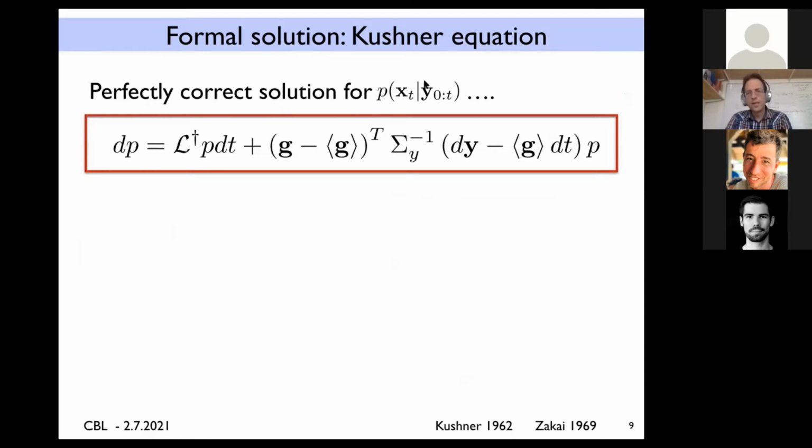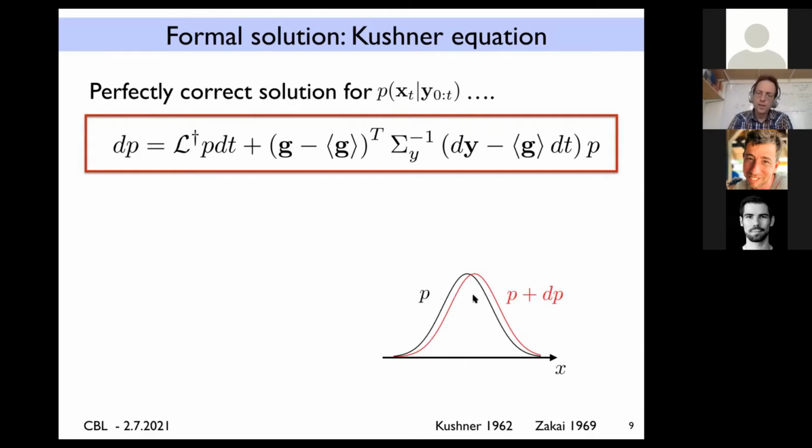So if P is your filtering distribution, if you have x_t given y from 0 to t, it follows some dynamics, some stochastic partial differential equation. Right? So the increment in P obeys some Fokker-Planck operator. Right? So if there's a distribution at a given time, we're interested in how much this distribution will change in a very small time increment, dt.